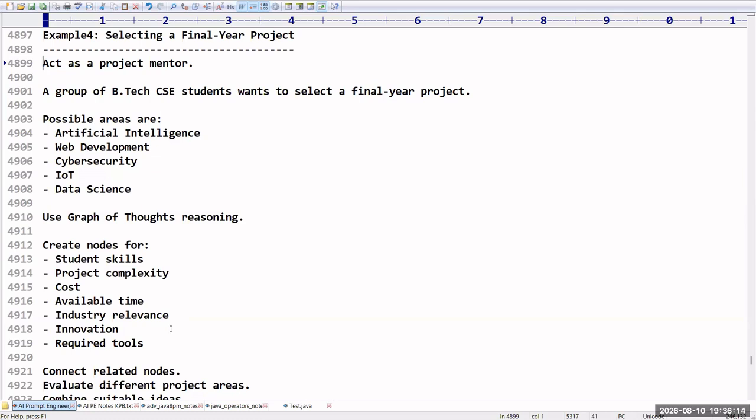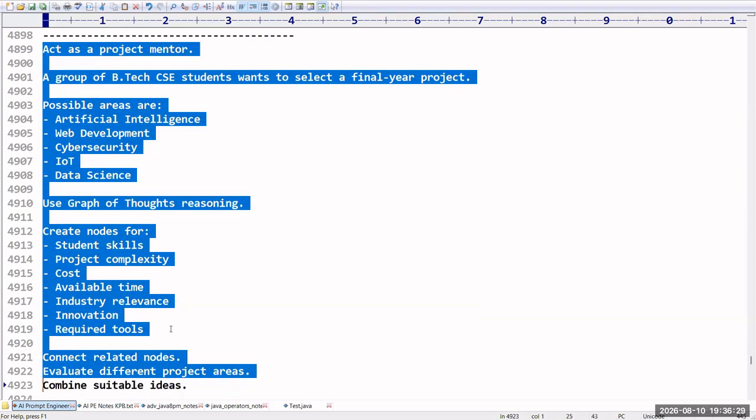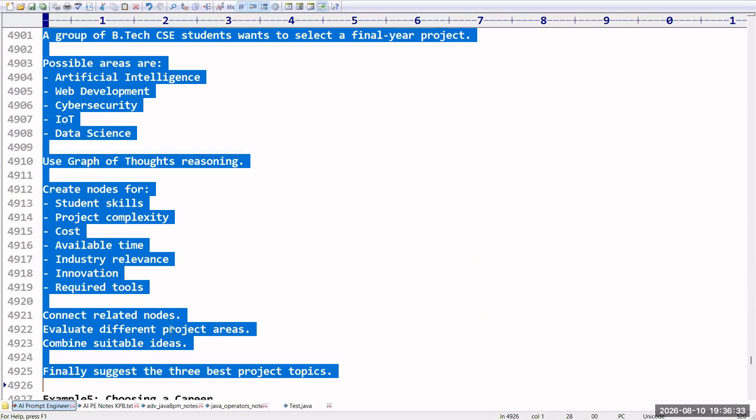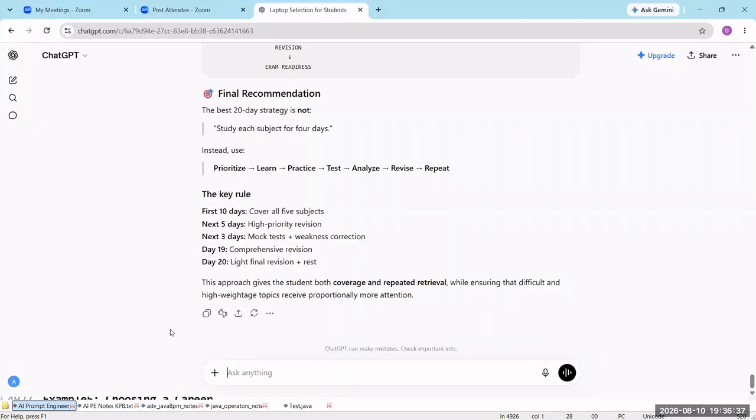Then use graph of thoughts reasoning techniques. Create nodes for student skills, project complexity, cost, available time, industry relevance, innovation, required tools. So connect related nodes, evaluate the different project areas, combine the suitable ideas, finally suggest 3 best project topics.